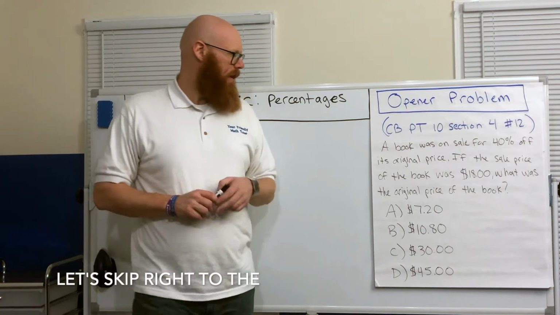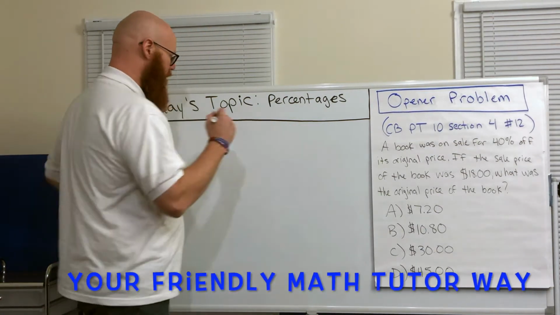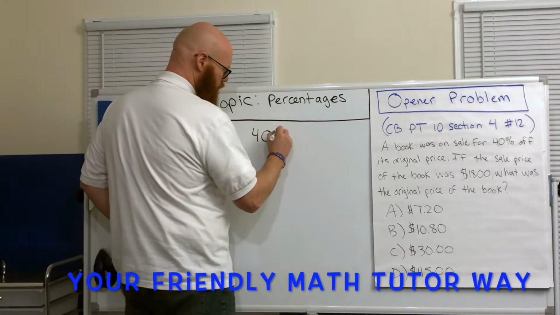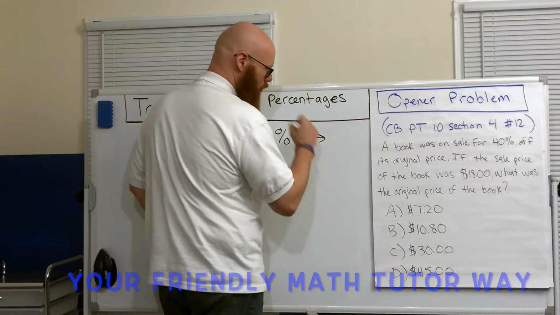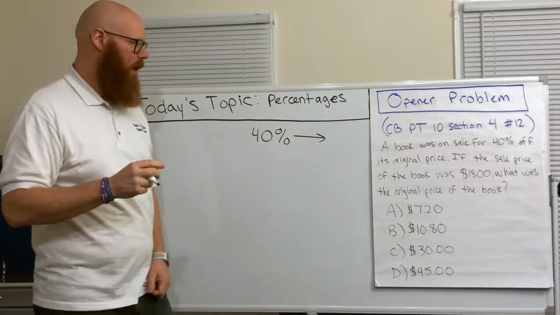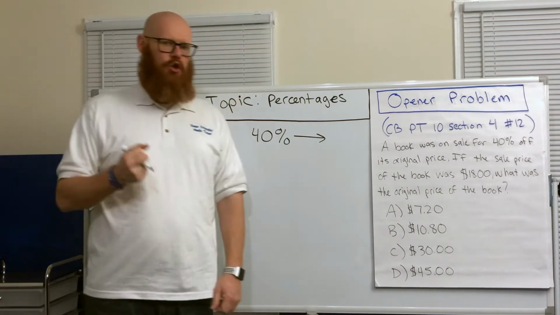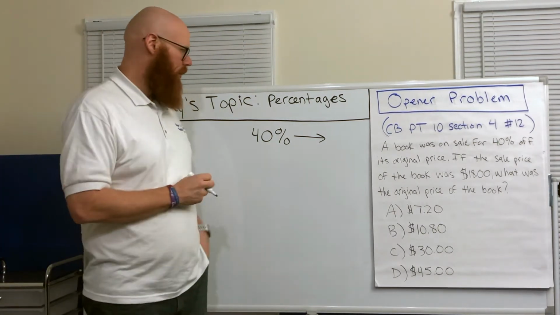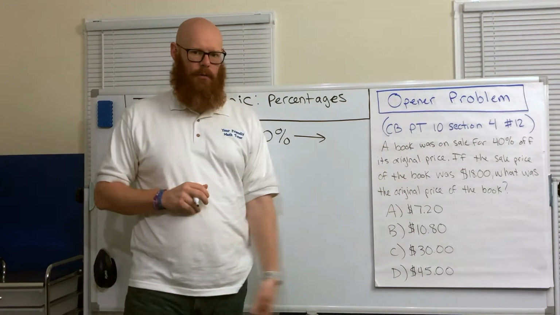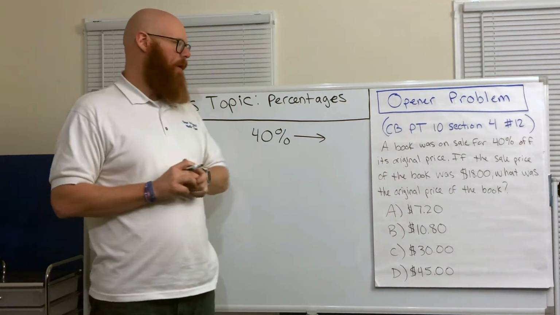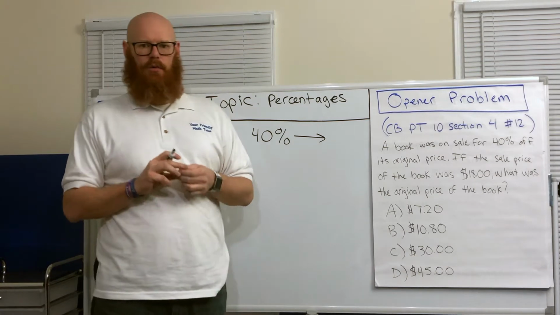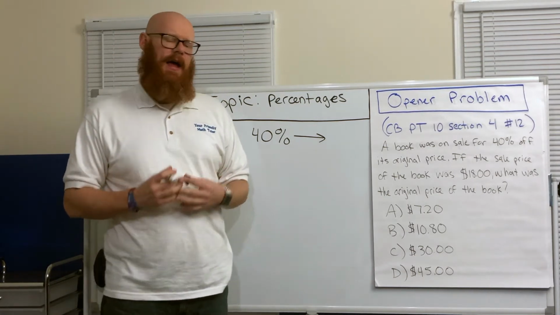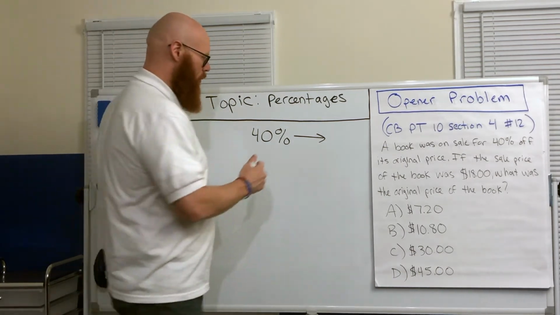So it's telling us that it was on sale for 40% off, and what I want you to do is when you see 40%, I want you in your brain automatically to just think, I am going to multiply by 0.6. We get that because it is on sale, so we assume that's a discount. 40% off of 100% means we are paying 60% of it, and 60% as a decimal is 0.6.